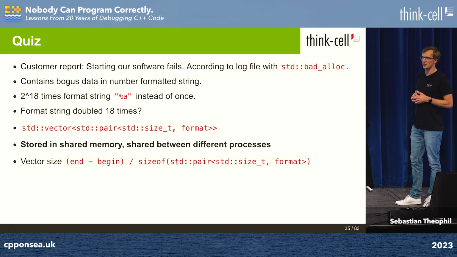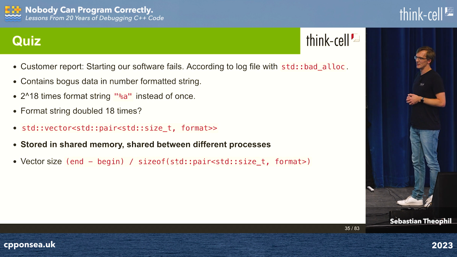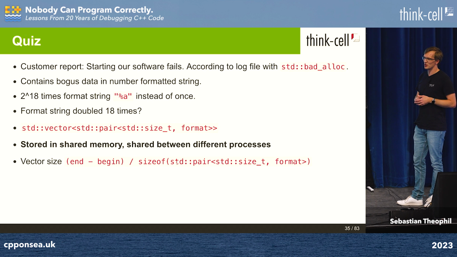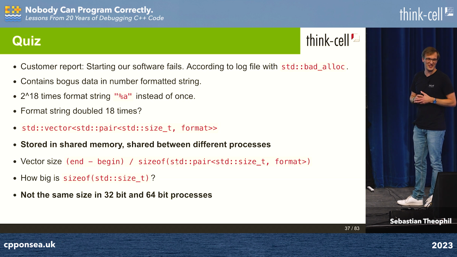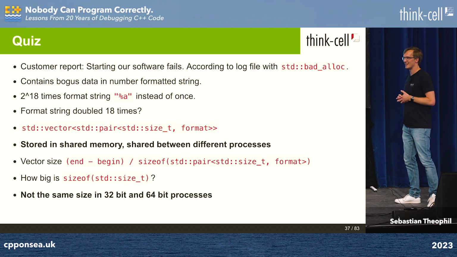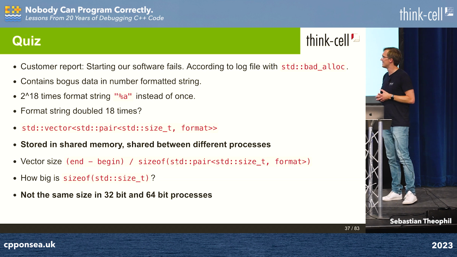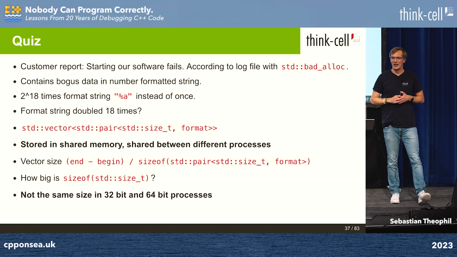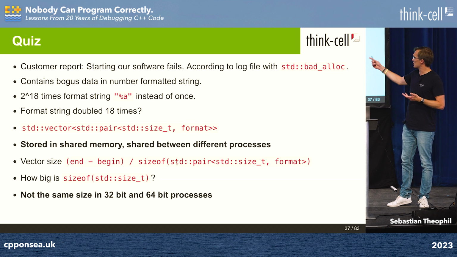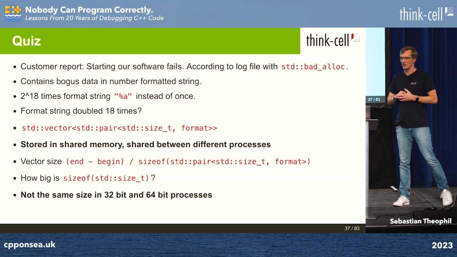Anybody seeing it? So that vector is shared between 32-bit and 64-bit processes. Oh God, yeah. That was not clever, right? So that failed, of course, because size_t doesn't have the same size, right?